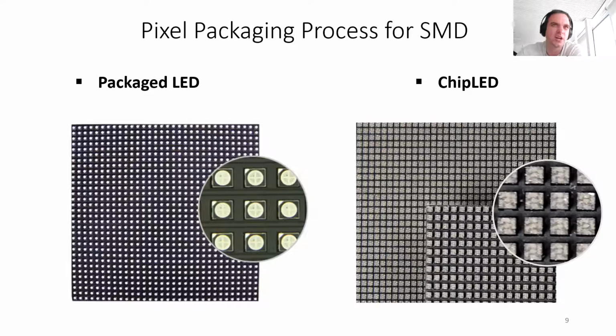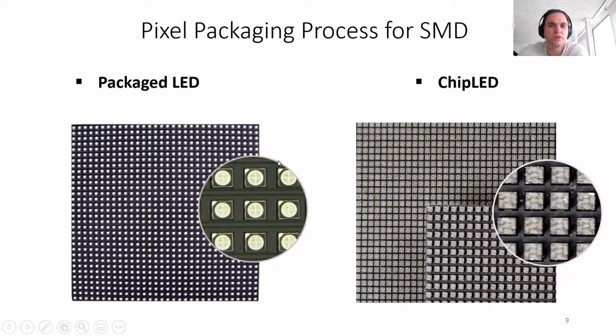As a general rule, you could consider that within the industry, anything below 2 millimeter pixel pitch is using chip LED instead of the packaged LED. The space on the LED board is just so small that it's becoming very hard to put those packaged LEDs on the LED board. So they're usually also larger in size.